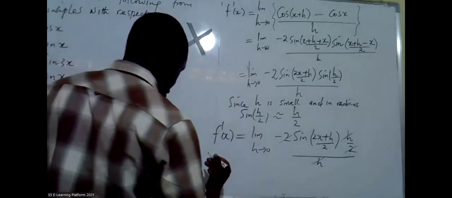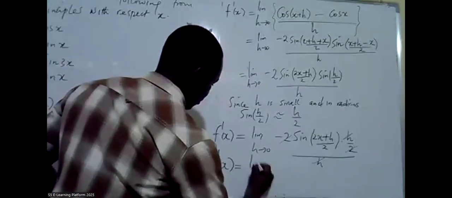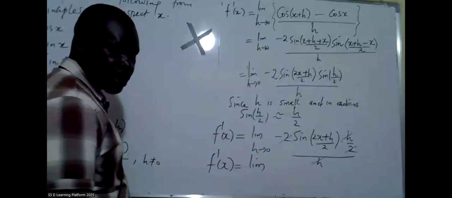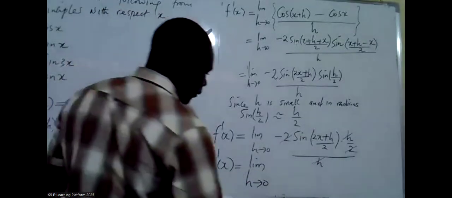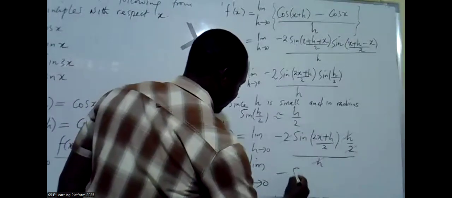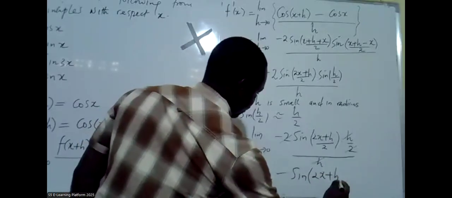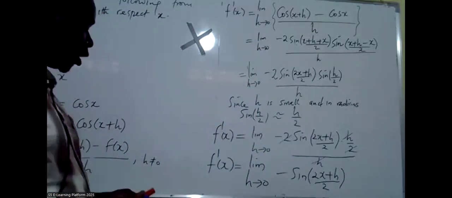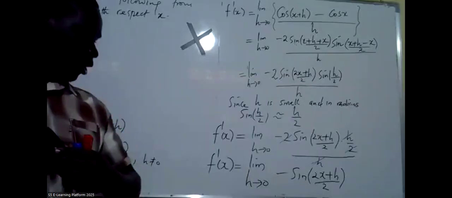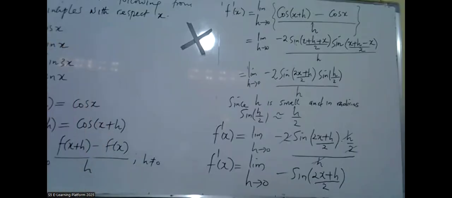And that will now take us to the second last step, where you now have f dash of x equal to the limit as h tends to 0 of negative sine of (2x plus h) divided by 2. At that point, I believe everybody can compute the limit. I want you to compute that limit and tell us the final result.